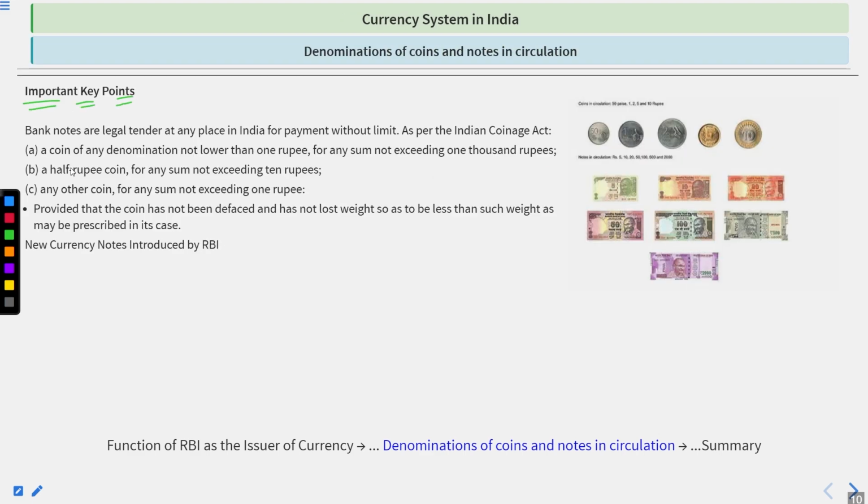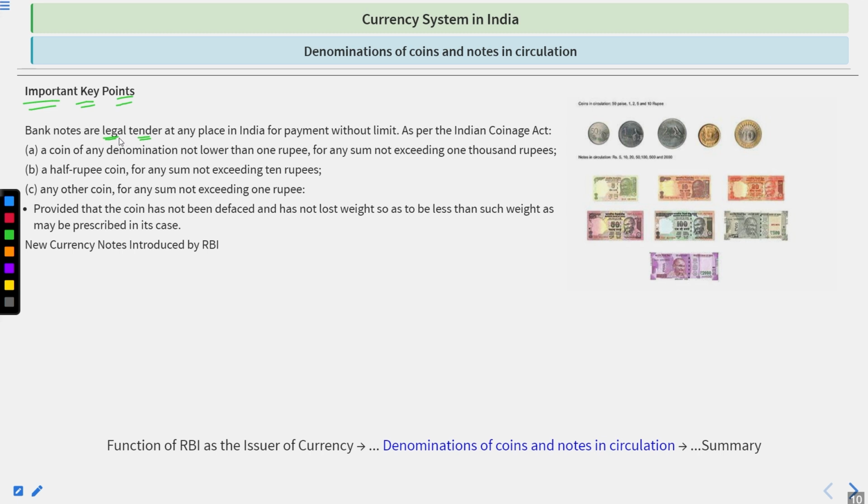Important key points. Banknotes are legal tender at any place in India for payment without limit. The banknotes that are circulating in our currency are legal tender. What do you mean by legal? The term legal tender signifies that it is allowed to use the banknotes to make the payment legally because the government recognizes them.